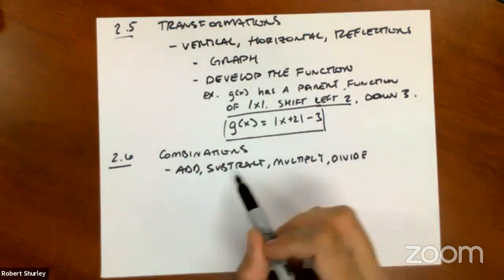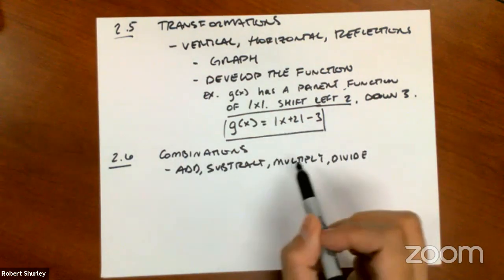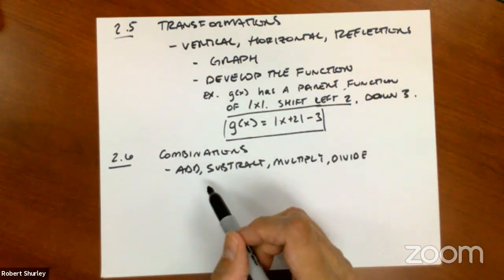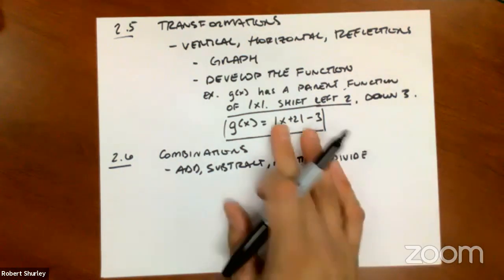Go back and look at it. And if you did the homework, you'll see these are really, really simple questions. It was just combining like terms. That's all it really was.